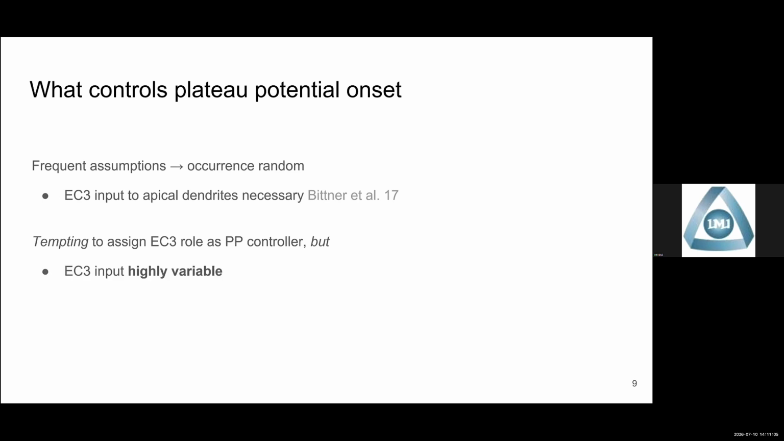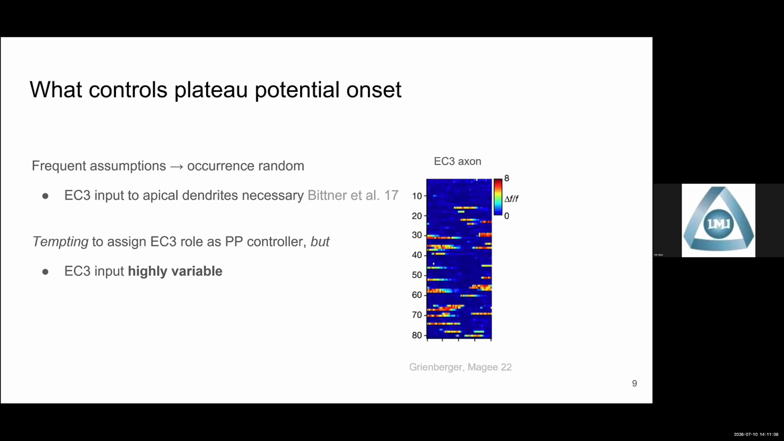But the EC input is highly variable. You can see here the activity recorded on one EC3 axon, and you see it's not really consistent. Maybe it's consistent if you average over the different trials. So this is over time, one axon over many trials, you could see a peak here and a peak over there, but it's not really that consistent. And this is just a single axon, so if you now average over many axons, you might say it's consistent, but generally it's assumed it's not very consistent.